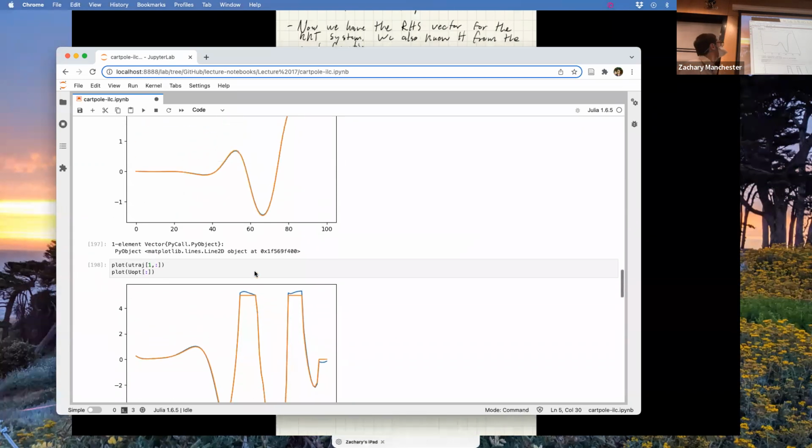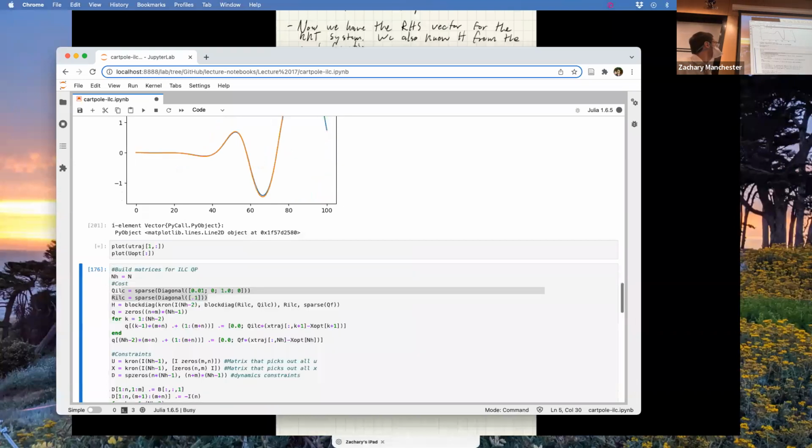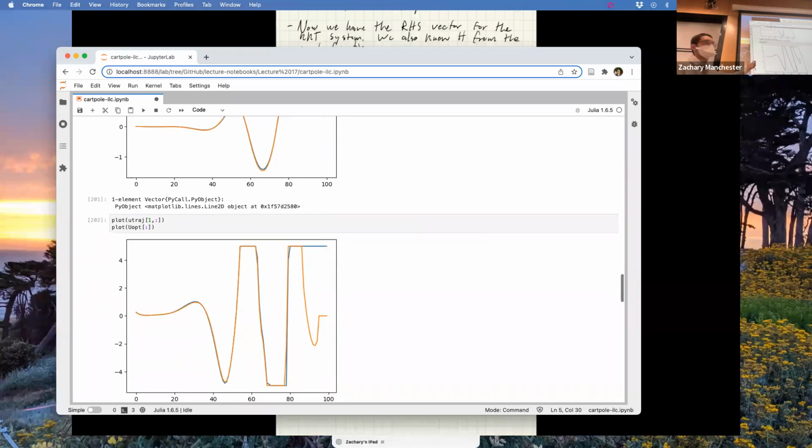So if I actually enforce those torque limits by just clamping the U's coming out of the LQR controller, it's going to fail. So now you can see if I clip the U's, it just can't succeed because there's no more room for LQR to do its thing, right?